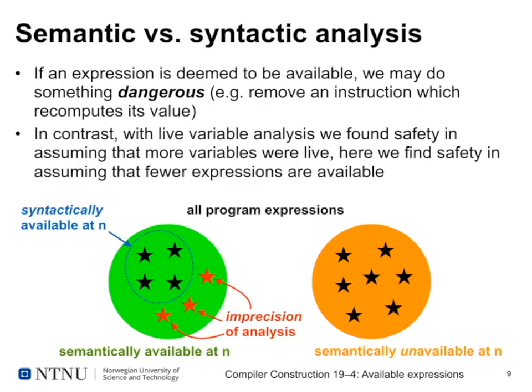So we can look at this in terms of set relationships. So let's say this is the set of all expressions in our program. So of course we have a number of expressions which are simply semantically unavailable at our program point n. These are on the right hand side. These we don't consider anymore. And then we have a number of expressions in that green circle here which are semantically available at n.